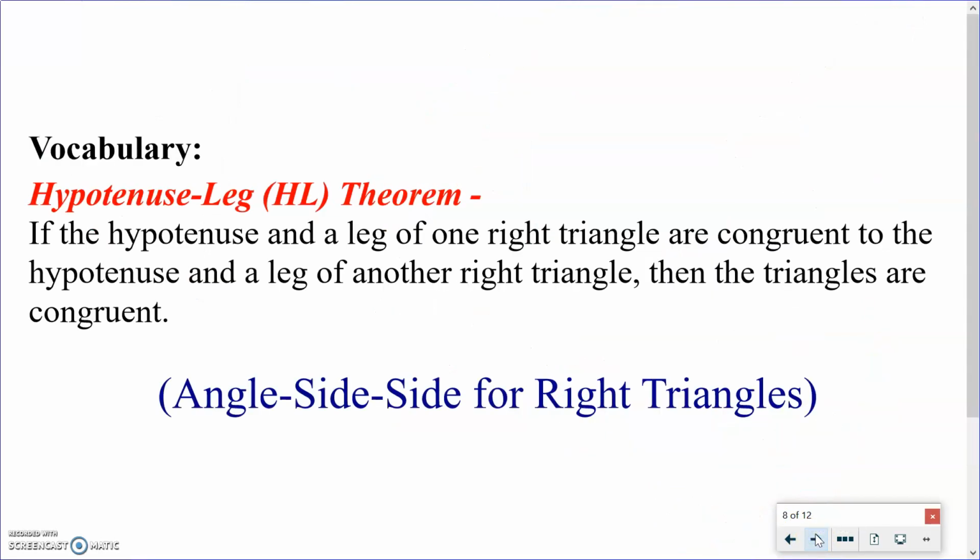So when we have a right triangle, we can use something called the hypotenuse leg theorem. And that is just angle side side. And so really the only thing that angle side side works for is right triangles, and the angle has to be the 90-degree angle. Okay?